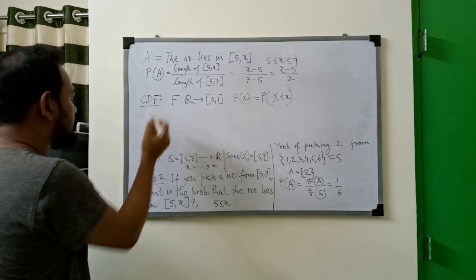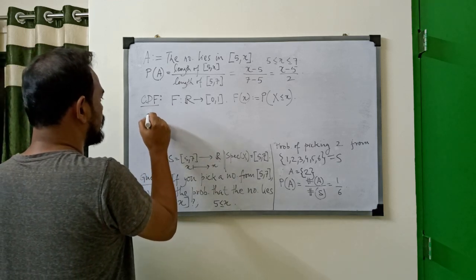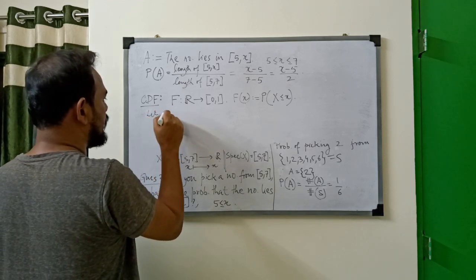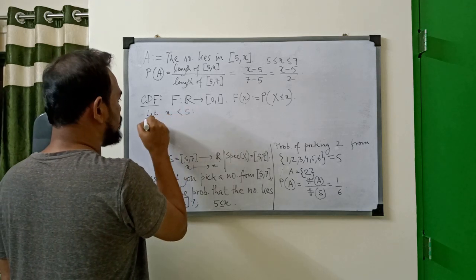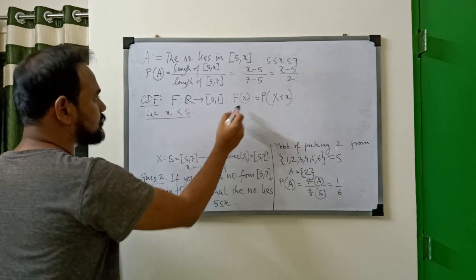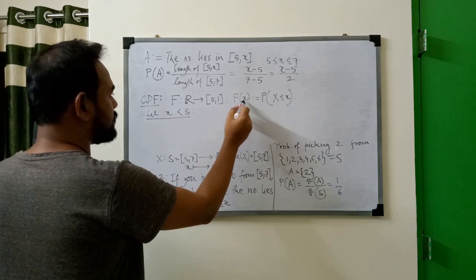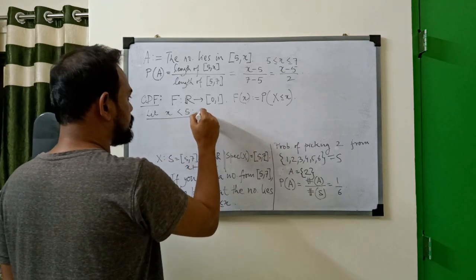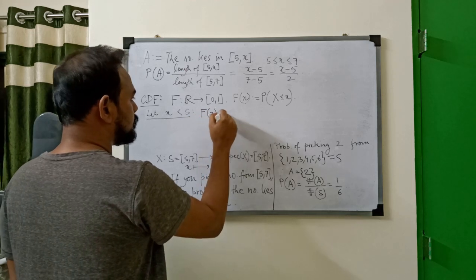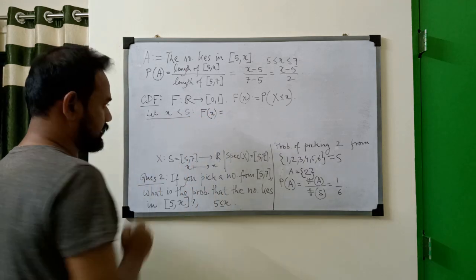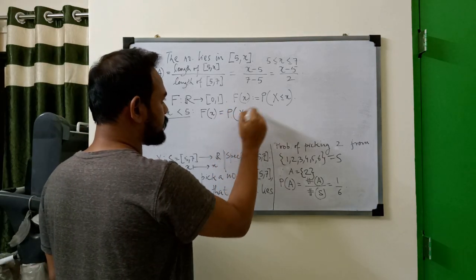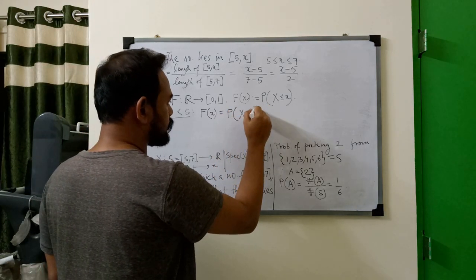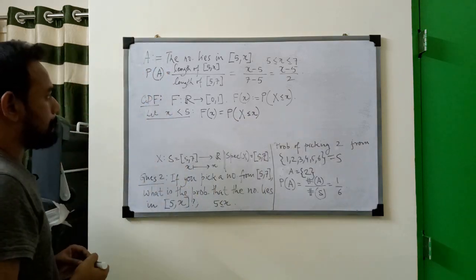So first of all, I will take x less than 5. What happens when small x, this x that you're picking, is less than 5? What happens to F of x? What is the value of F of x at an x like this? Of course, by definition, it is the probability that capital X is less than equal to small x.